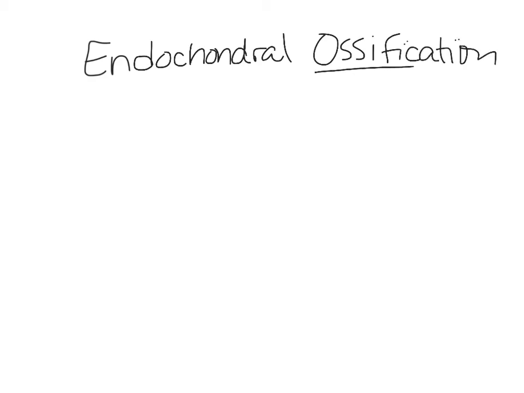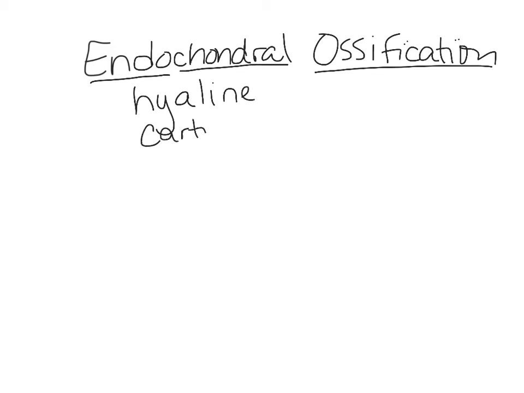Okay, so ossification means the development of bone. Ossification, in this case, we're looking at endo means inside, chondral means cartilage. In this case, the bone starts out as cartilage, and the cartilage it starts out as is hyaline cartilage. So hyaline cartilage will become bone. And we're going to look at the steps. We're just going to see how that happens, show you a couple of key things that happen during that development.